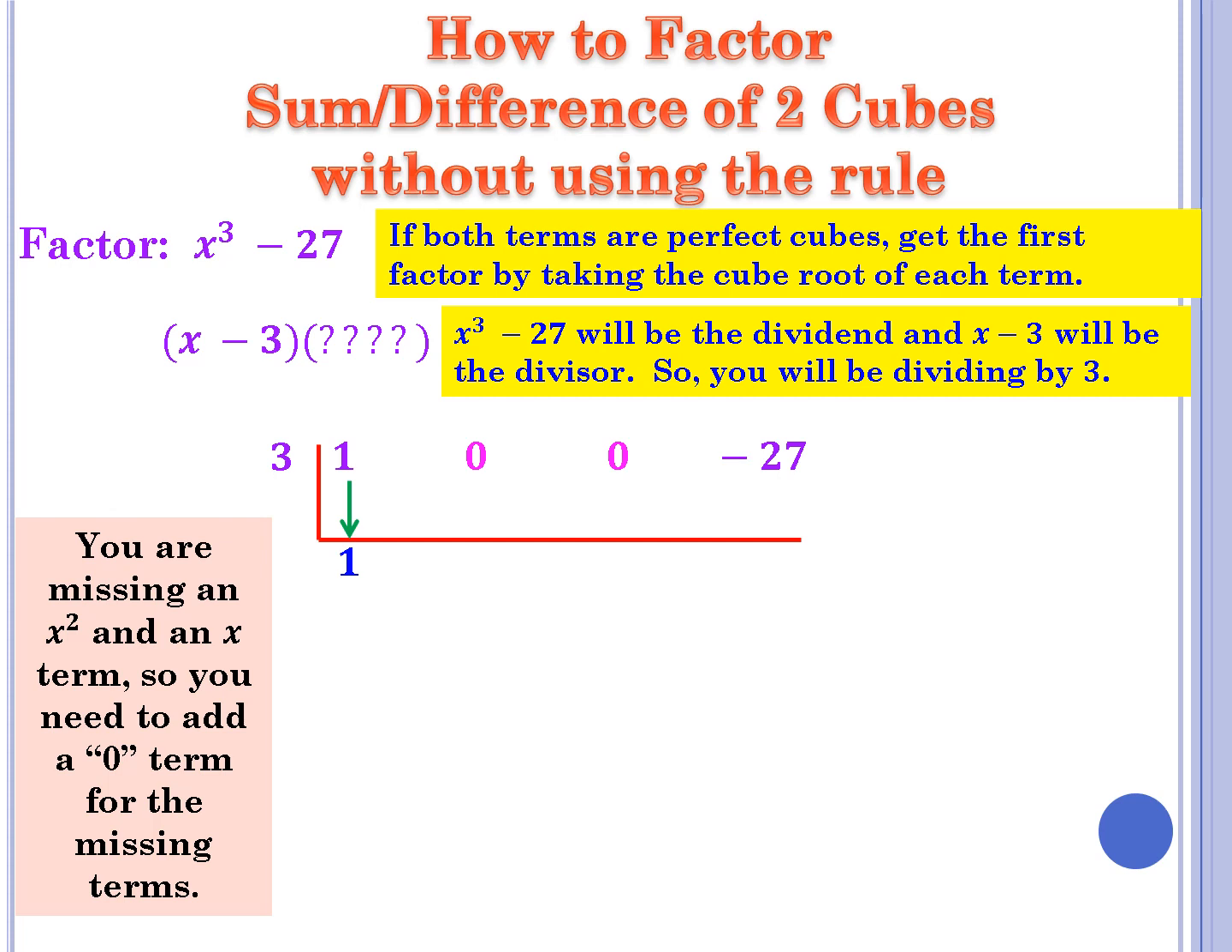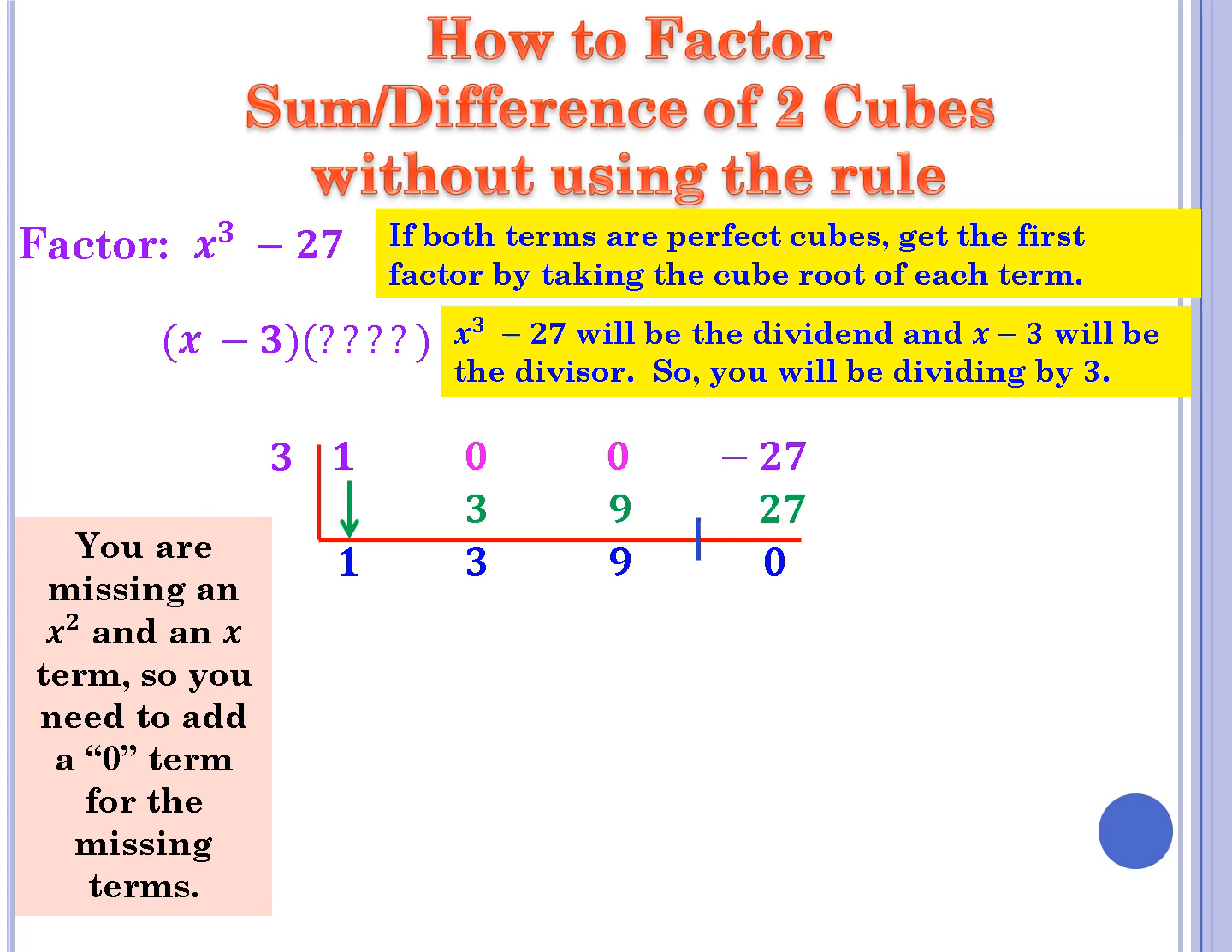I pull down the first term. 3 times 1 is 3. 0 plus 3 is 3. 3 times 3 is 9. 0 plus 9 is 9. Put my little remainder bar. 3 times 9 is 27. I got a remainder of 0. So if you've done this right, you should get a remainder of 0.